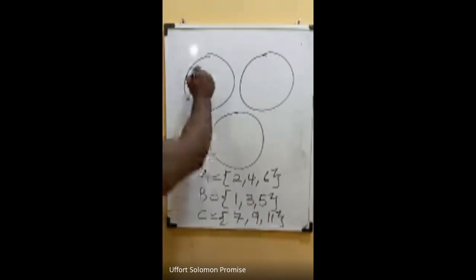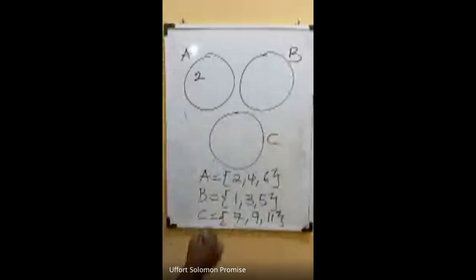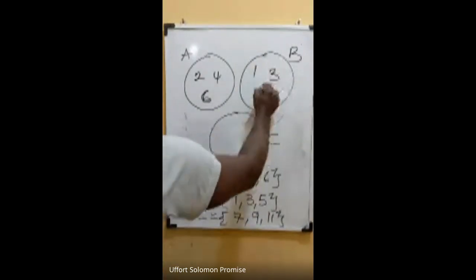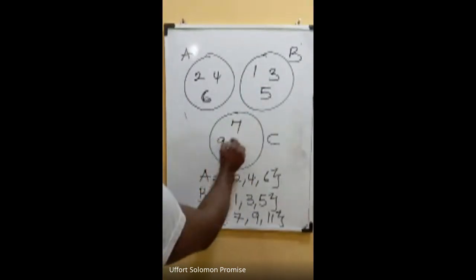Yes, sir. But hello, sir. Yes, I'm here. I can hear you. Is it okay if we add the numbers inside the circle of A? Exactly. This is what James means. This is for A, this is for B, and this is for C. So this is 2, 4, and 6. Then for set B, we have 1, 3, and 5. Then for C, 7, 9, and 11.